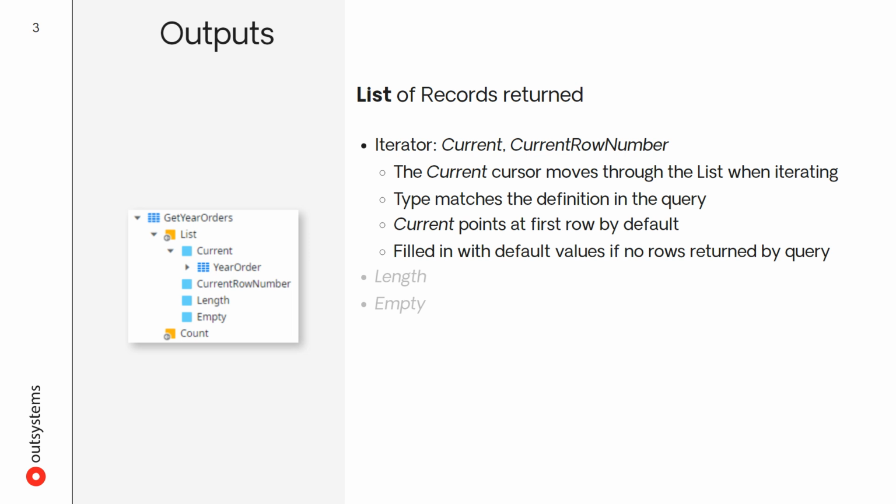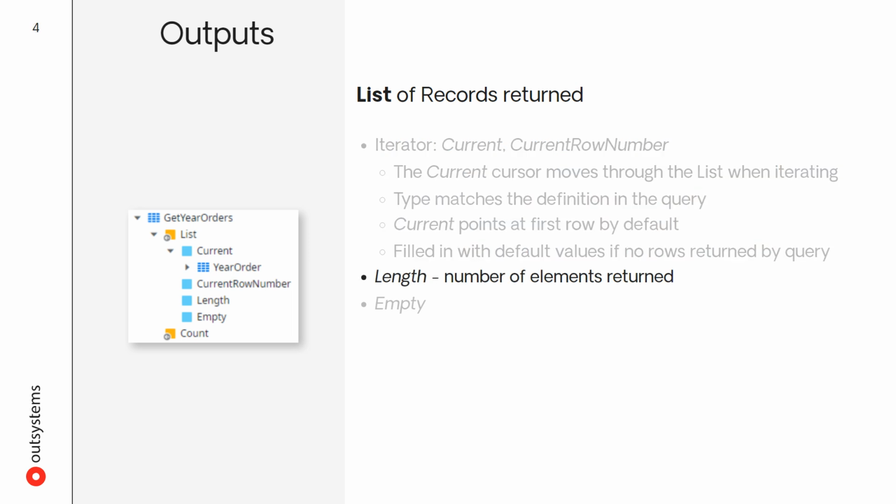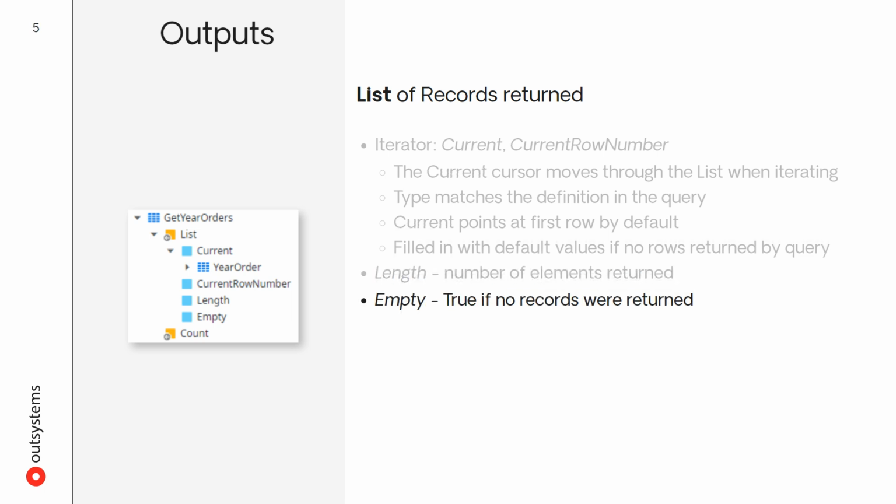Another important aspect is that the current will point to the first record of the list by default, and if no record is returned, the current will contain default values for its data type. As for the length, this is the number of records returned, which may be optimized to the number of records being displayed on a screen. The empty will be true if no records match the criteria defined in the aggregate, otherwise it shows false.